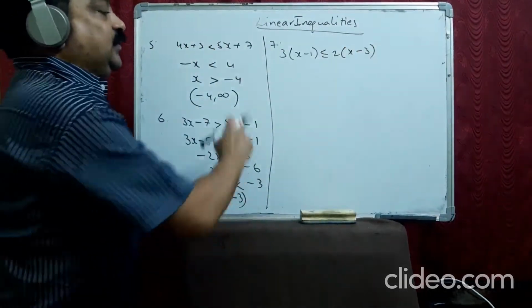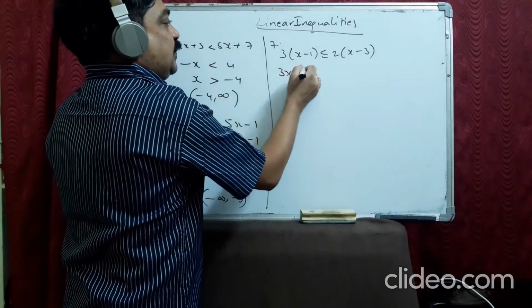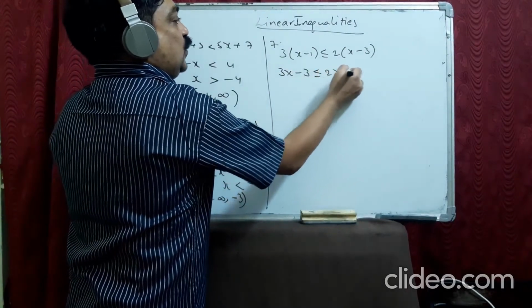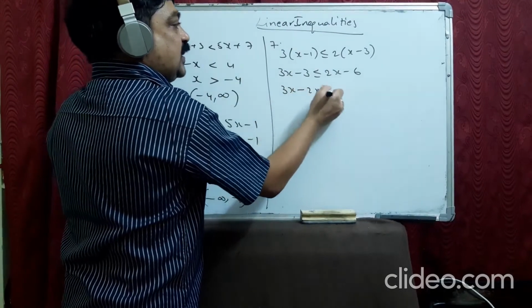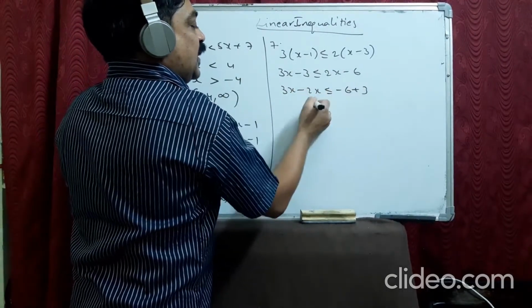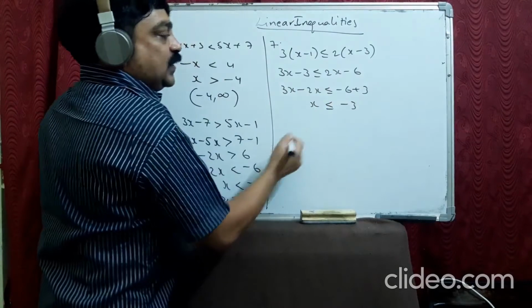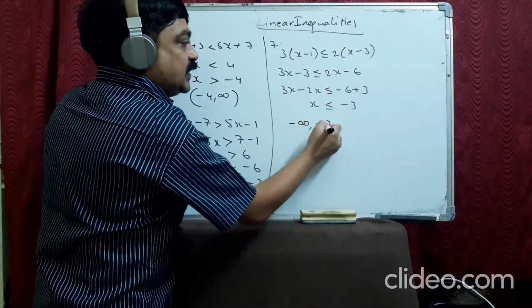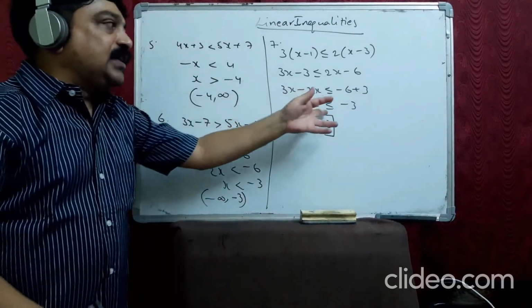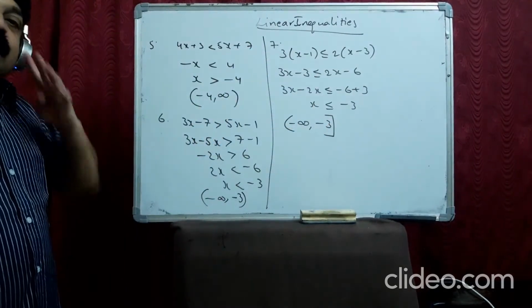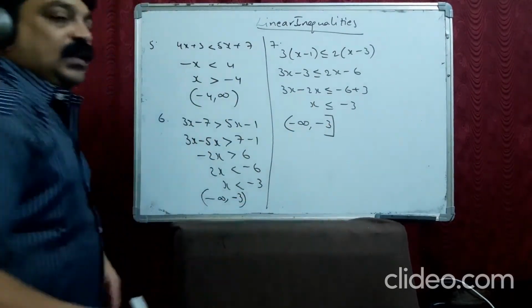See, just multiply this. 3x minus 3 less than or equal to 2x minus 6. Bring all x's to one side. 3x minus 2x less than or equal to minus 6 plus 3. x is less than or equal to minus 3. So from minus infinity to minus 3, close here, open here. Why? Because the equal to symbol is there, then minus 3 will also be included in the solution. Okay.